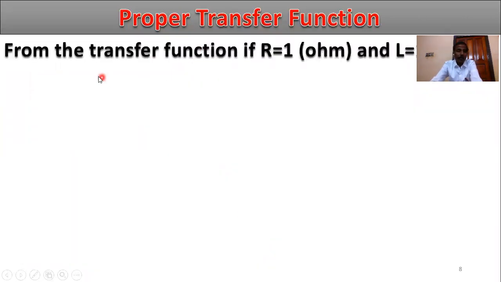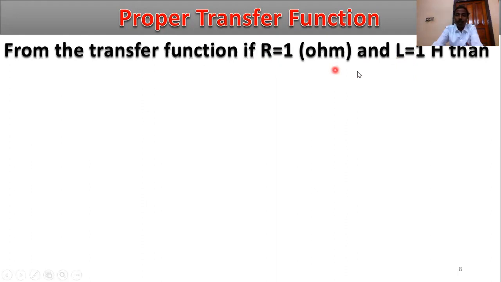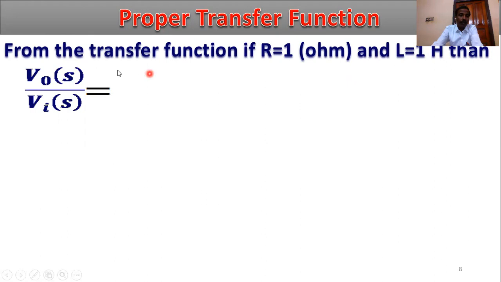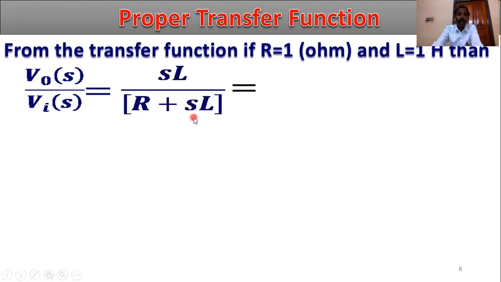So this is the transfer function. If R equals 1 ohm and L equals 1 Henry, then we can write V_o(s) by V_i(s) equals sL by R plus sL. I put here L equals 1 and R equals 1. We get s by s plus 1. This is the transfer function.